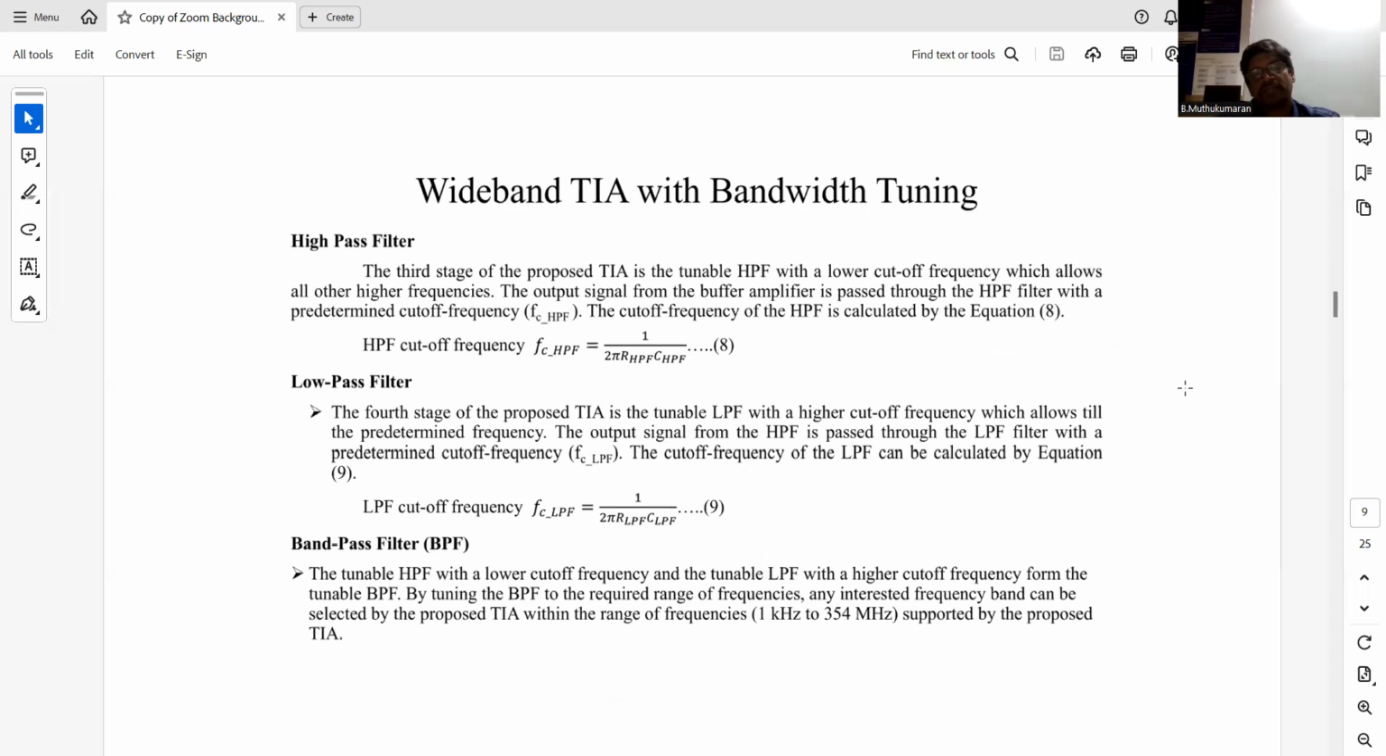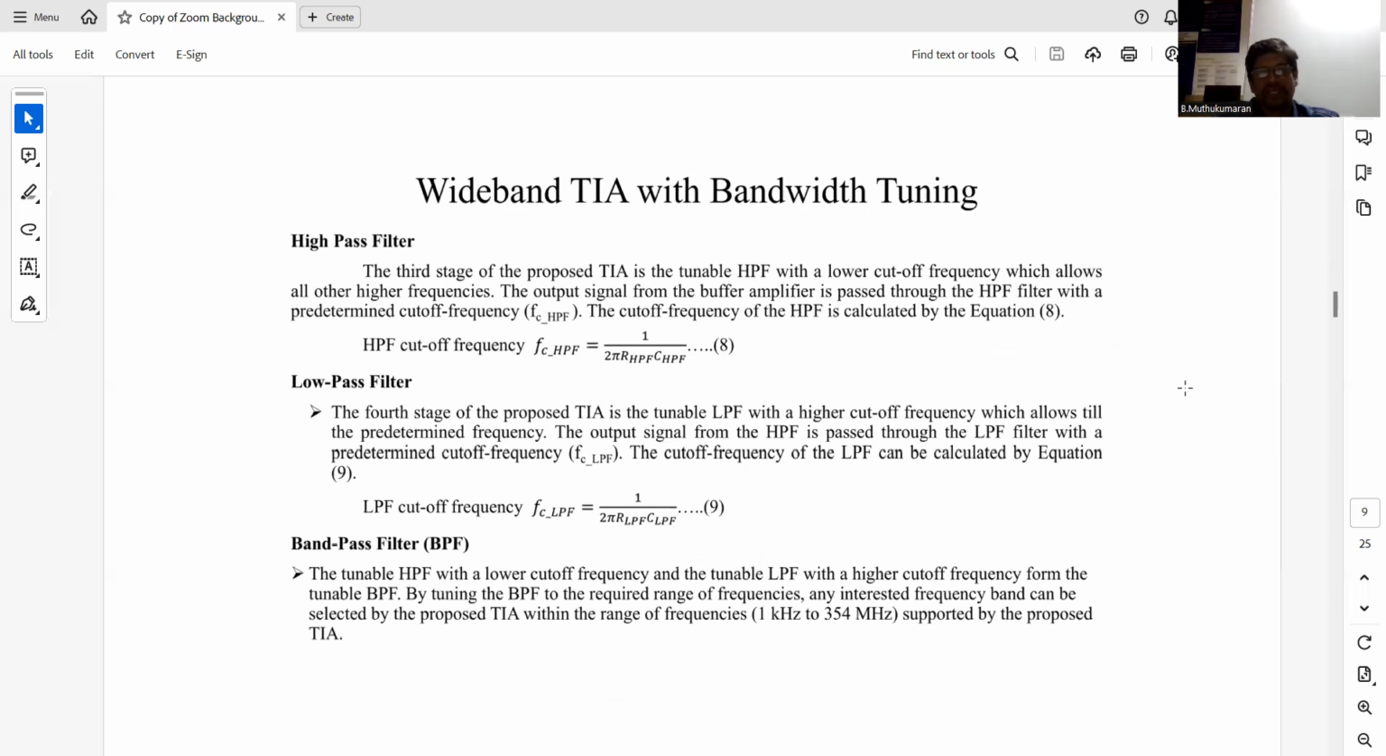The next stage after the buffer amplifier is the high pass filter. The high pass filter is the third stage of the TIA, which is a tunable high pass filter with a lower cutoff frequency, which allows all the higher frequencies. This cutoff frequency can be calculated by equation 8.